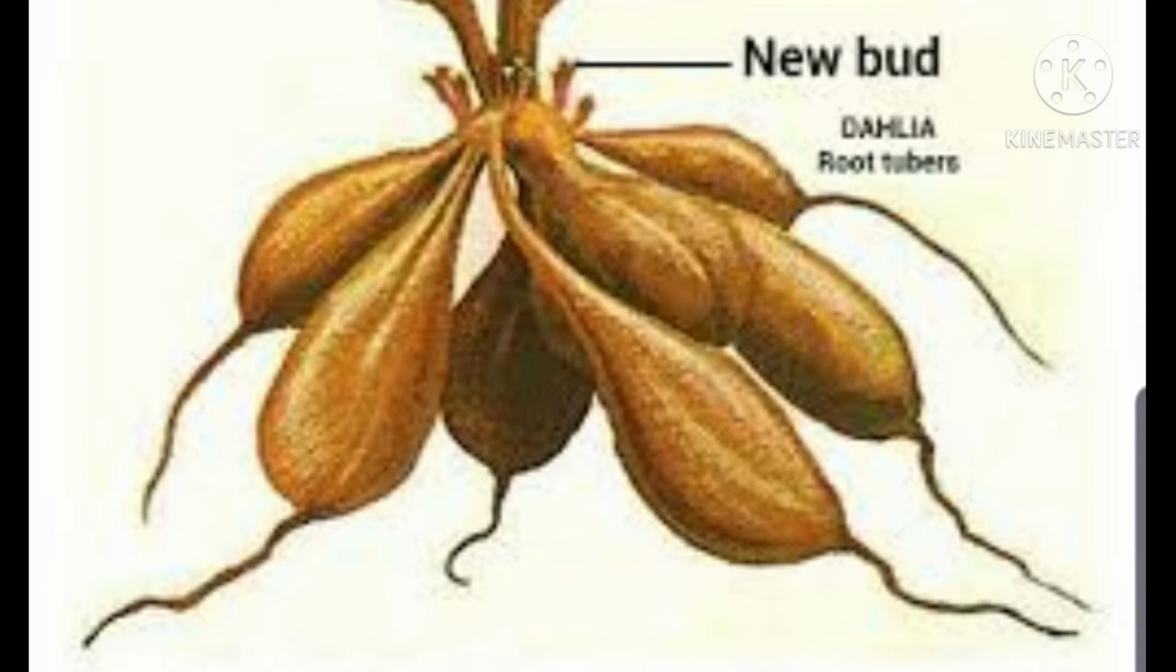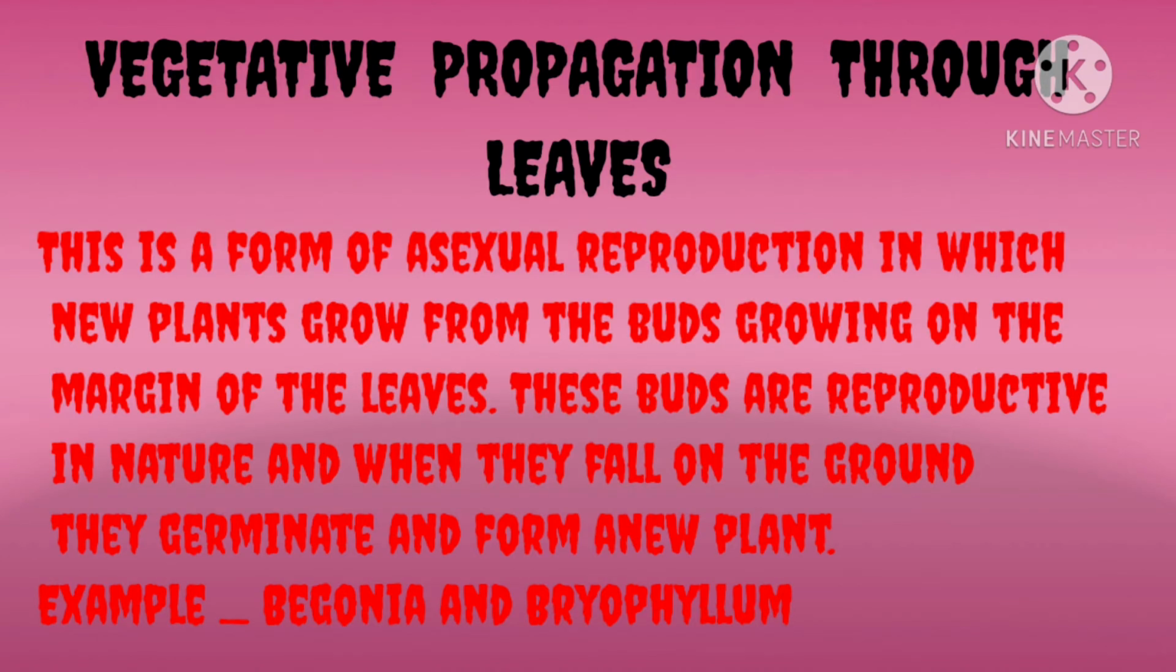The next method is vegetative propagation through leaves. Some plants like begonia and bryophyllum reproduce through leaves. This is a form of asexual reproduction in which new plants grow from buds on the margin of the leaves. These buds are reproductive in nature, and when they fall on the ground, they germinate and form new plants. This should be clear from the diagram.